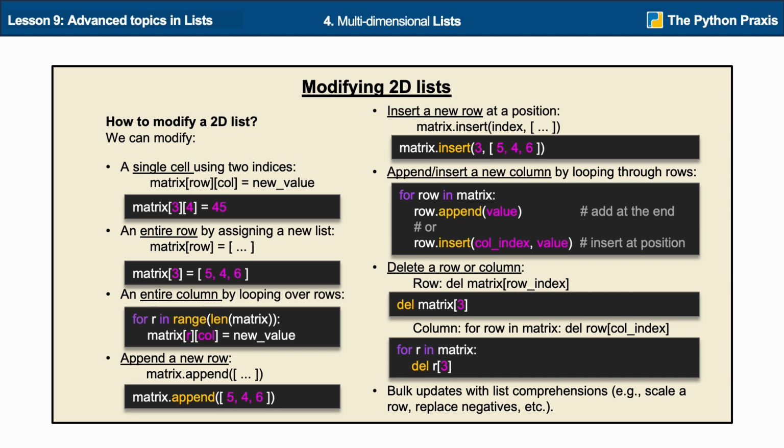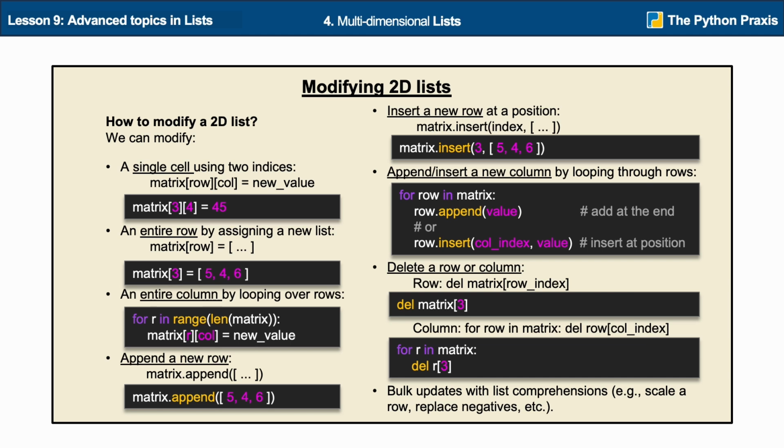The syntax for inserting is: for row in matrix, row.insert, and inside parentheses we put 2 arguments, the index number of the column to insert and the value of the element to insert. Also here, the row stands for the row index and matrix for the name of the list.